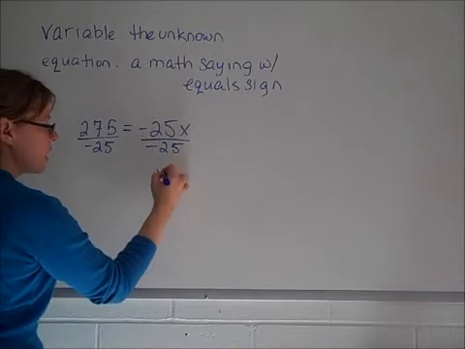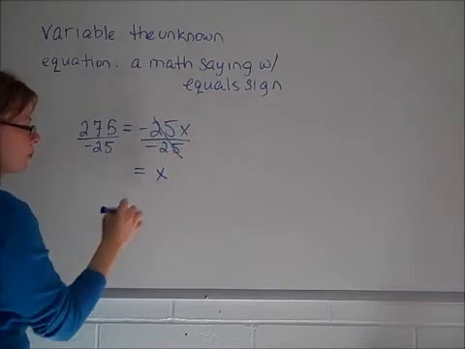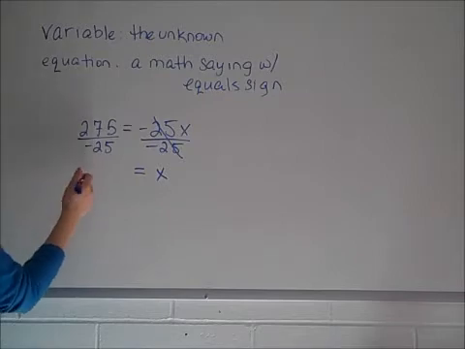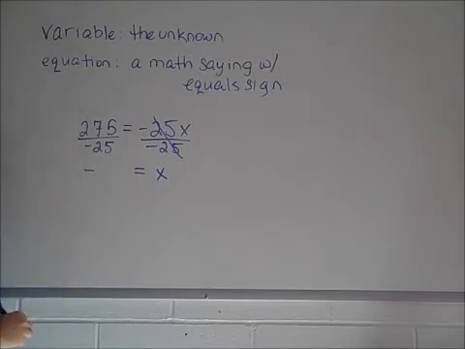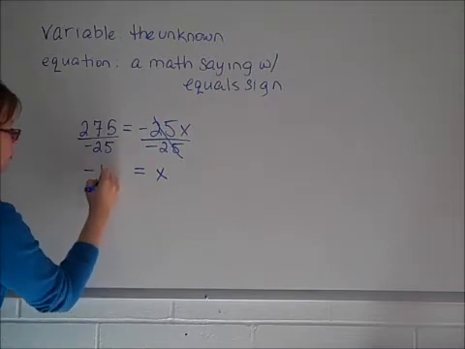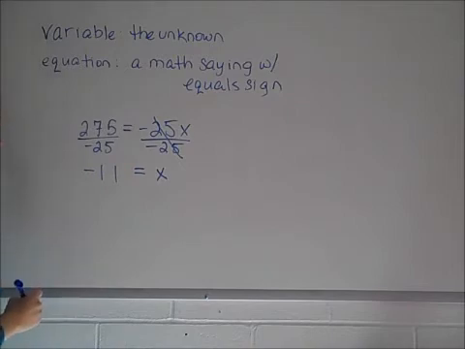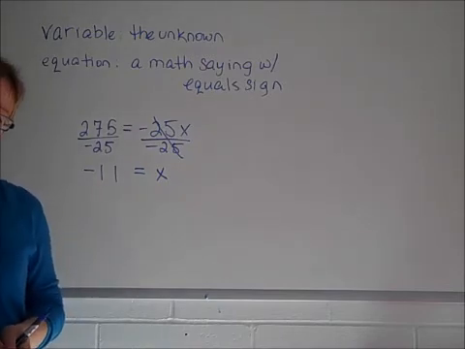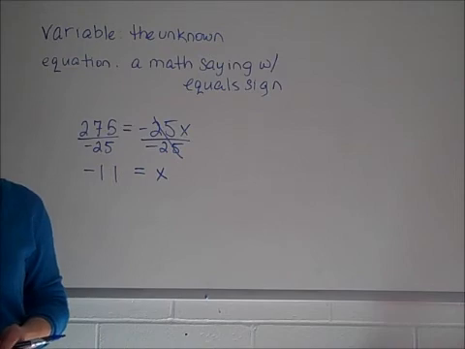So on the right-hand side, we're left with x equals, on this side, a positive divided by a negative is going to be a negative, and 25 goes into 275 11 times. So x equals -11, or -11 equals x, either way. At this point, I think you're ready to try some problems using one-step multiplication or division to get your variable alone.